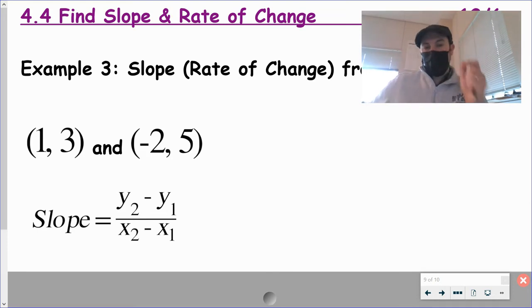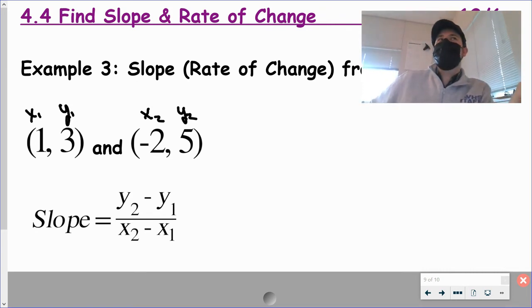All right. So I have the point 1, 3 and the point -2, 5. Did everybody write those two points down? Anybody need more time? Okay. I'm going to treat this one like my x1, y1. And this is going to be my second point, x2, y2.